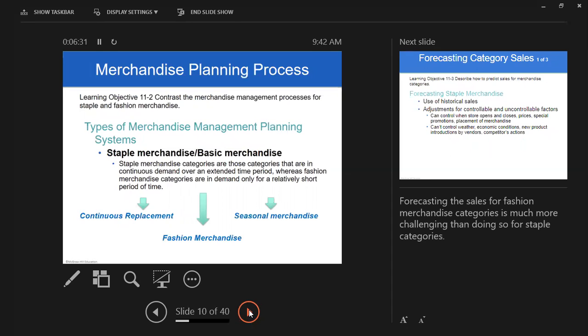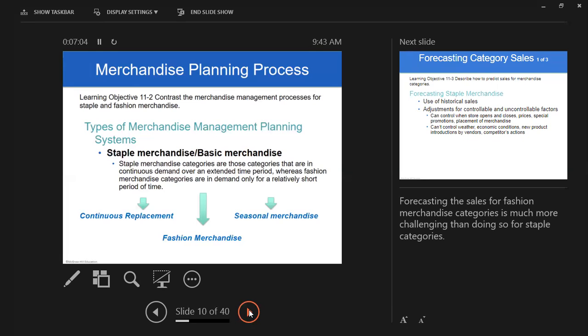So we have here the types of merchandise management planning. We have staple merchandise and basic merchandise. As I have explained just now, with staple merchandise, you will have products that are on the shelf and need continuous replacement, for example eggs, bread, and milk. All these are considered staple merchandise.